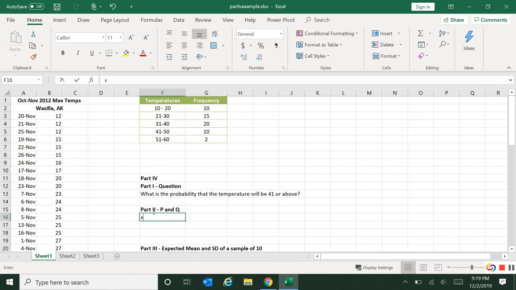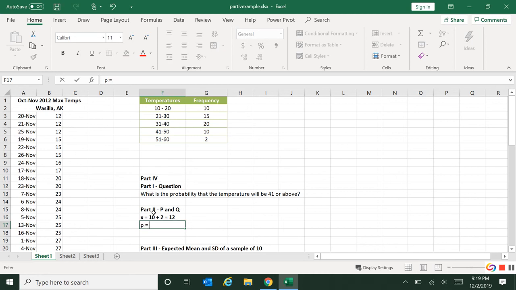Instead, I can just add this up. X equals 10 plus 2 equals 12. That's how many times 41 or above happened in my data set. So you do want to pay attention to that question, because 41 or above includes 41. Above 41 does not include 41.